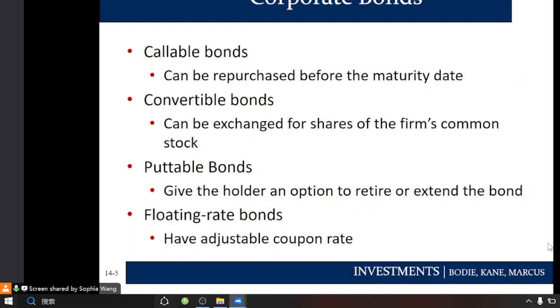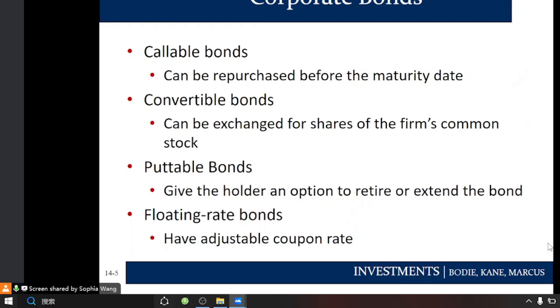That means the coupon rate of the corporate bonds is based on the interest rate in the bank. So if the interest rate in the bank is changing, this will also change. If increasing, then increasing; decreasing, then decreasing. So that's why the company will repurchase before the maturity date to avoid the risk. The second one is convertible bonds.